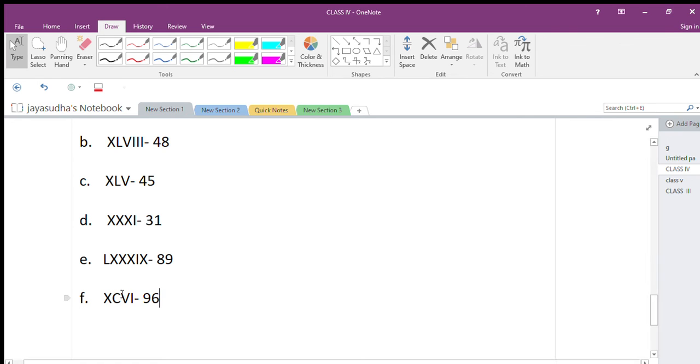When a smaller numeral is on the left side of a greater value, you have to subtract. When a smaller numeral is after the greater value, you have to add. This is the concept of writing the Roman numerals, children.